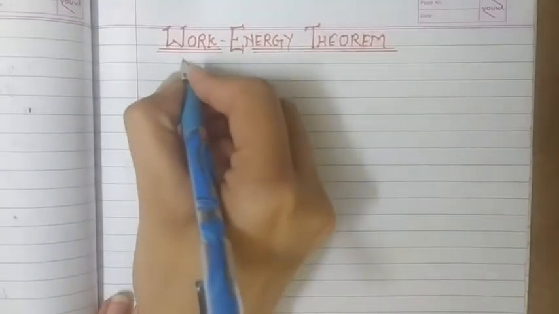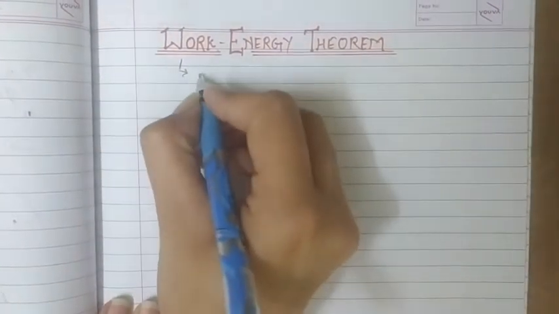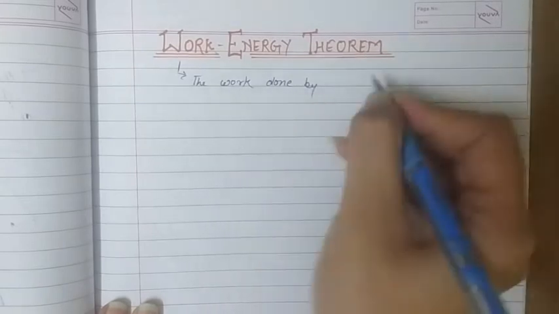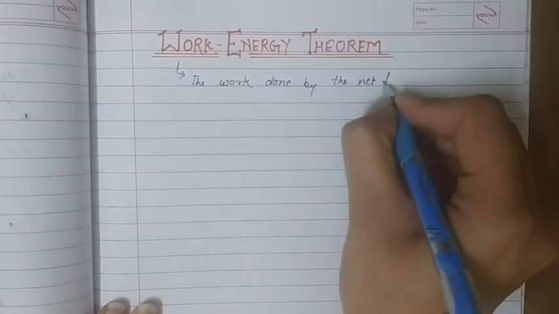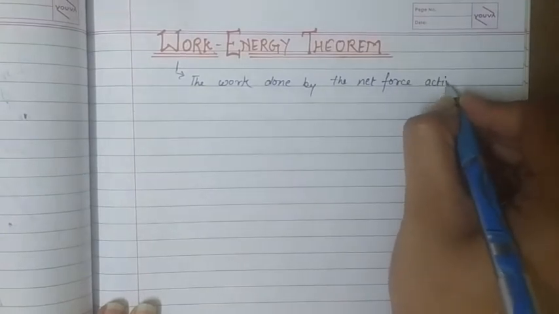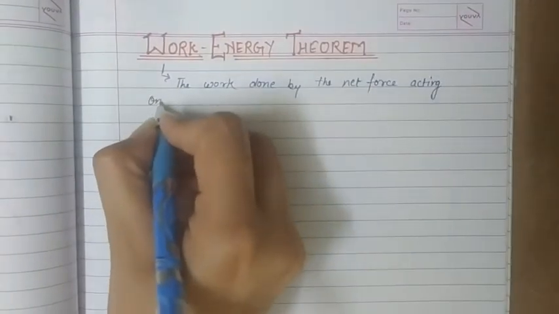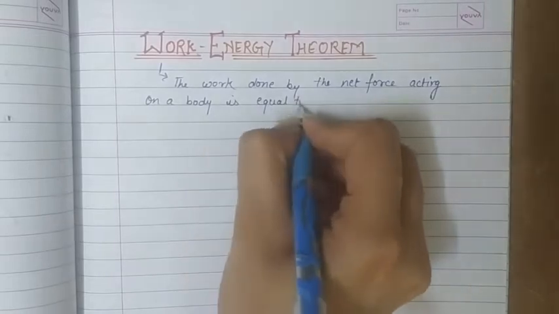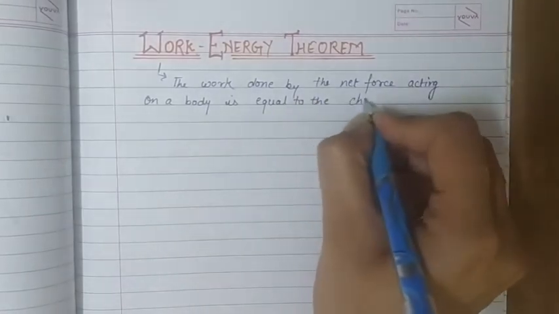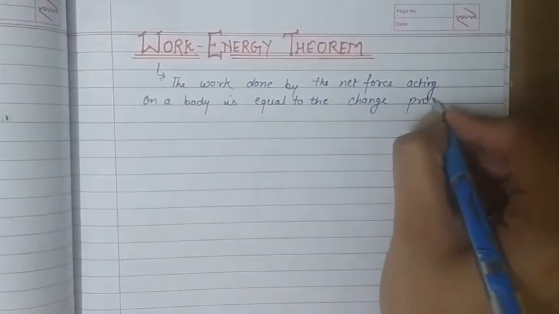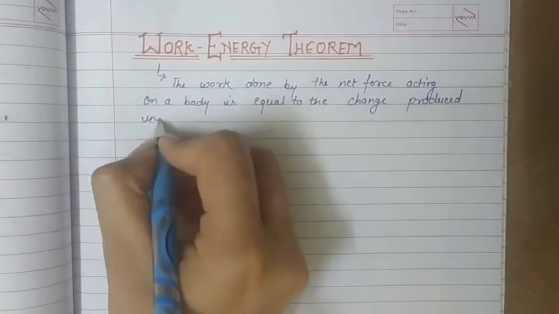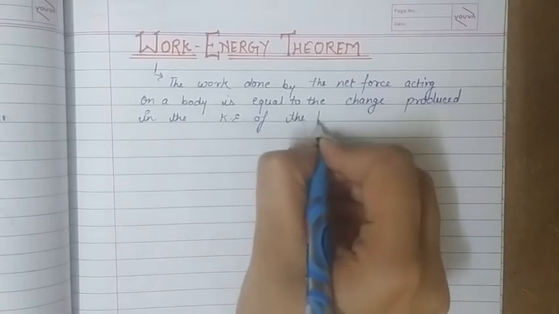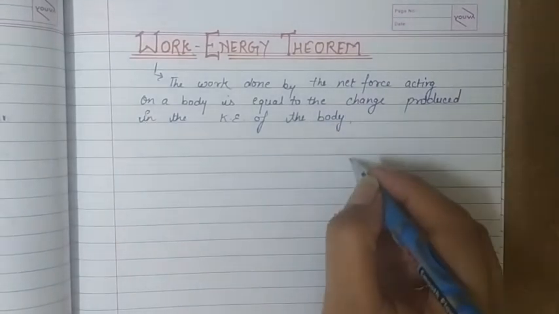So the statement of this theorem is: the work done by the net force acting on a body is equal to the change produced in the kinetic energy of the body. Now to understand this statement, we assume that we have some object, right?